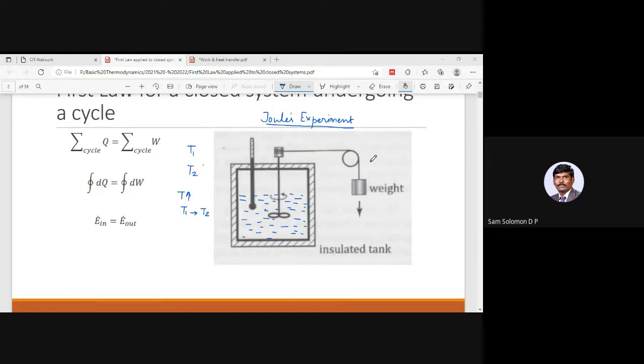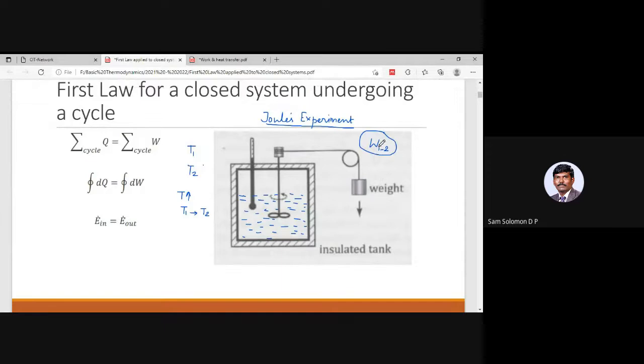Or if it is a motor, I can estimate how much electricity I have supplied, how much stirring has happened. In the previous problem, we saw the number of revolutions that has taken place and the torque. Based on that, I will be able to estimate the amount of work done by the stirrer on the fluid. So some amount of work has been done to take the system from state 1 to state 2. Okay, so this is what has happened. And it is very obvious that the temperature has risen from T1 to T2. Okay, so this was his experiment.